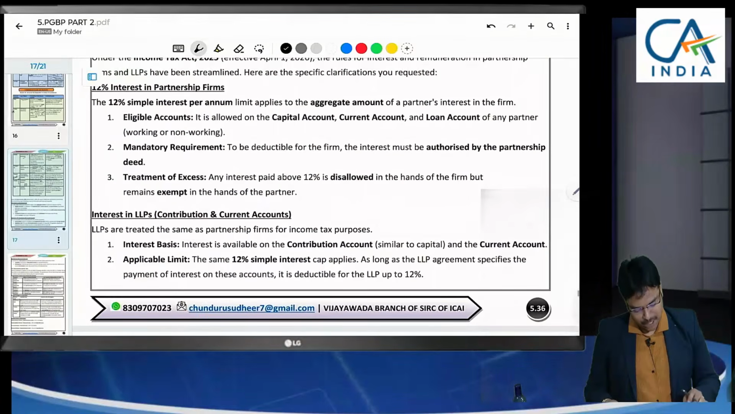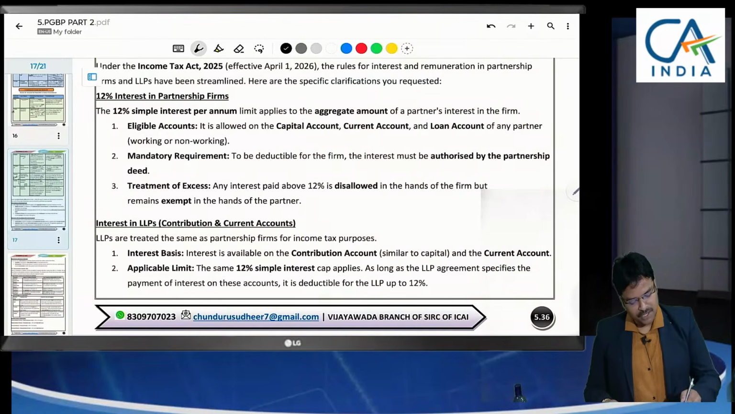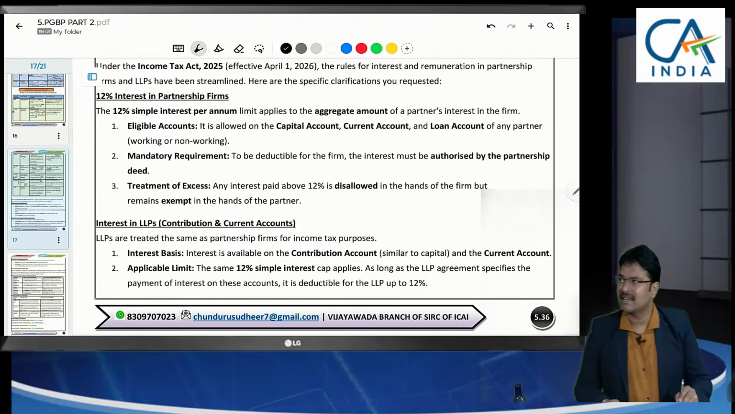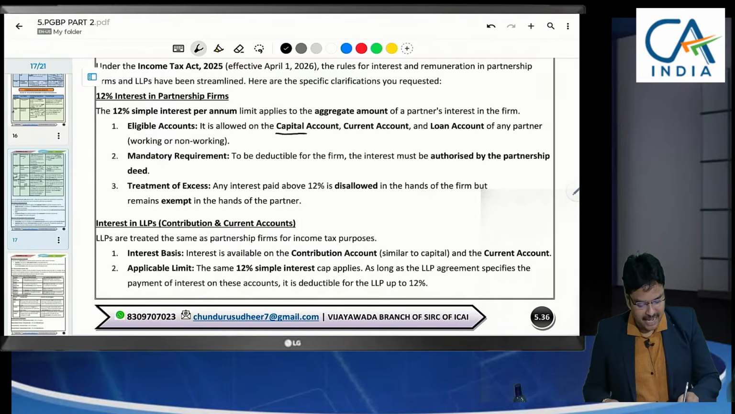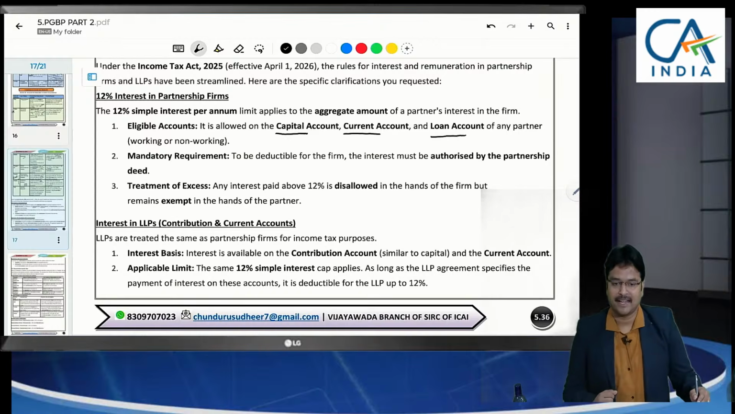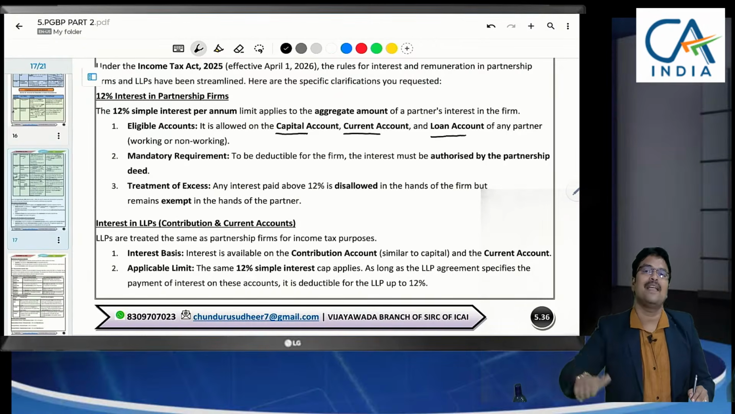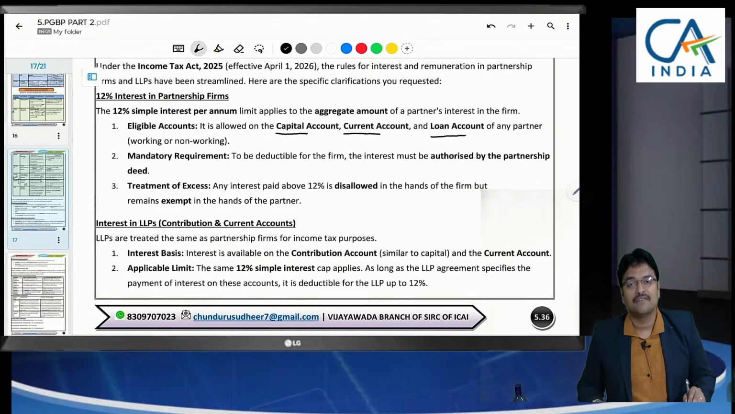I have given some special points here which are useful for practice, very useful, sir, because in books of account many persons might maintain a capital account, current account, like that separately. Partners' loan account they will maintain. Sir, you say capital account, current account, loan account, to whom are you paying interest? To the partner. Whenever you are paying interest to a partner, this limit of 12% will get attracted. Anything paid in excess of 12% will be disallowed.